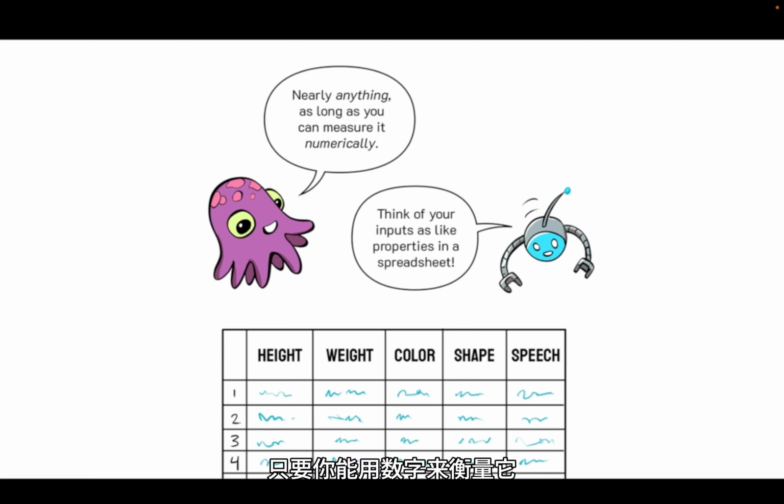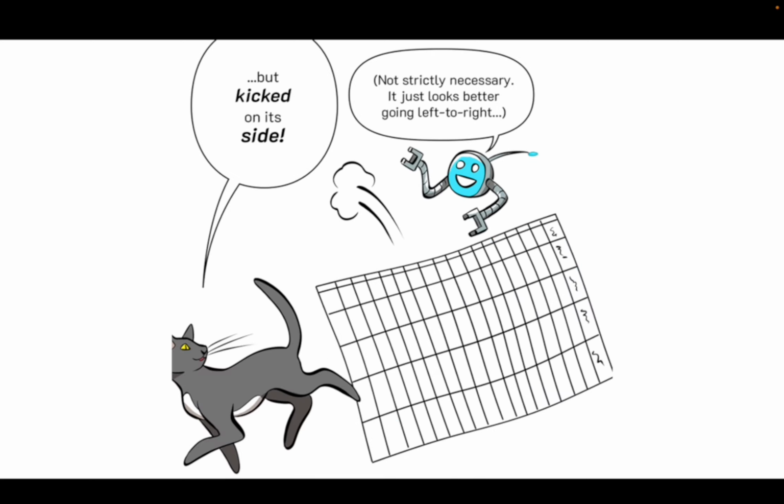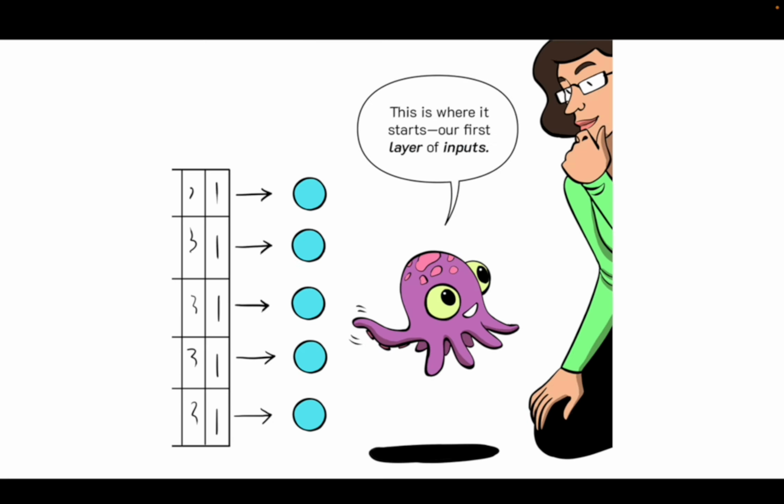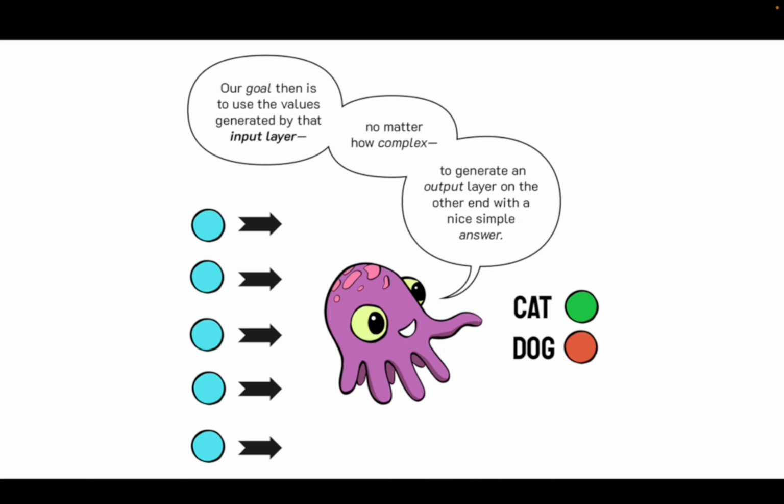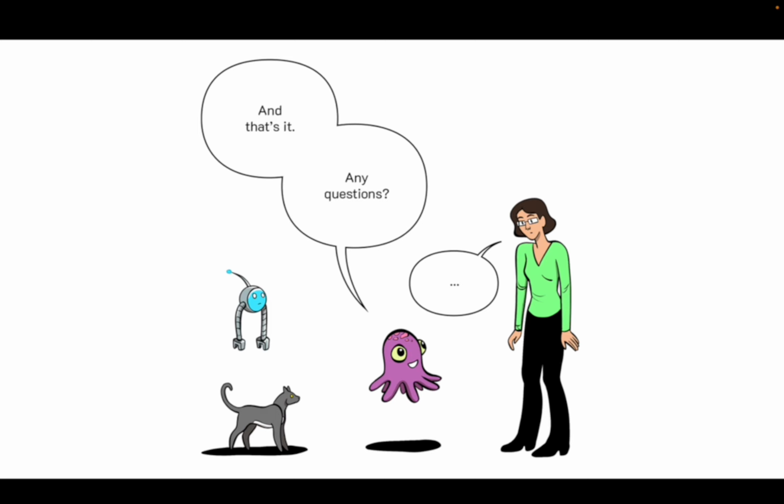Nearly anything, as long as you can measure it numerically. Think of your inputs as like properties in a spreadsheet, but kicked on its side. Not strictly necessary, it just looks better going left to right. This is where it starts, our first layer of inputs. Our goal then is to use the values generated by that input layer, no matter how complex, to generate an output layer on the other end with a nice simple answer. And that's it. Any questions?